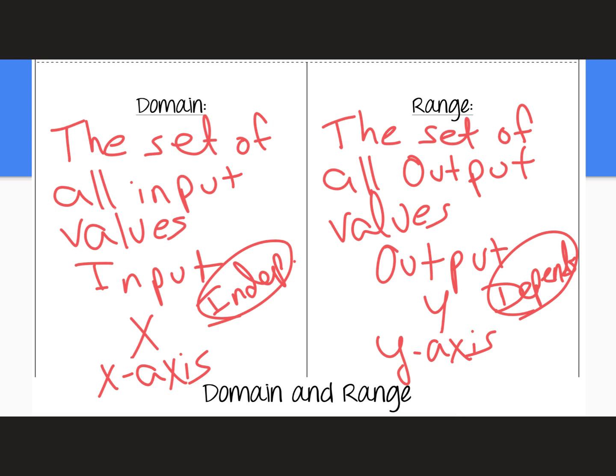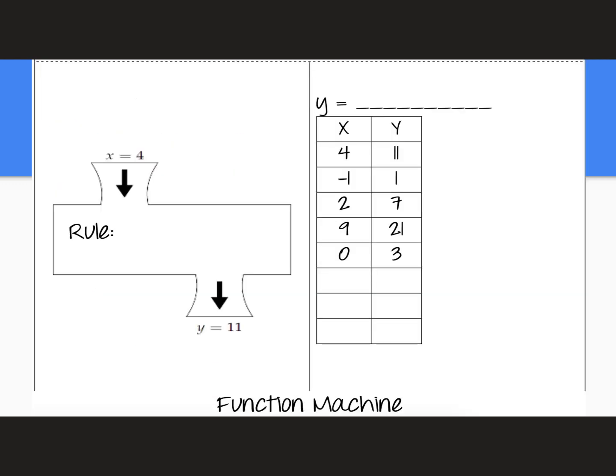Okay? So let's look here. Here we have a function machine. This is the way some people show functions. Each value here is an input or a part of my domain. Each value here is an output or a part of my range. So you see each input value has one output value. Can we figure out the rule for this? Let's see if we can figure out the rule for this.